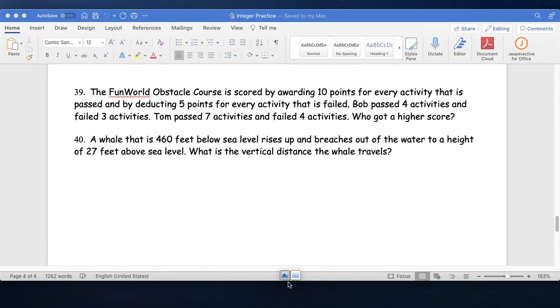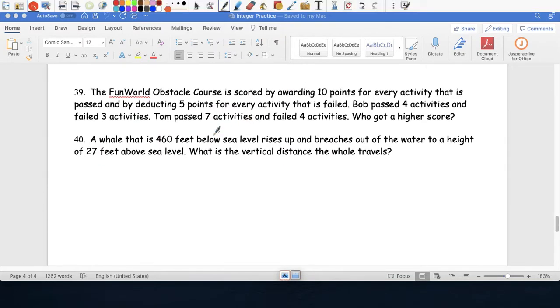Two more. Thank you. Okay, an obstacle course scores by awarding 10 points for every activity that is passed and 5 for every activity that is failed. Bob passed 4 activities and failed 3. Okay, let's do Bob here. So Bob passed 4, so he got 10 times 4. And then he failed 3 times. So 10 times 4 plus, and how many times did he fail? 3 times.